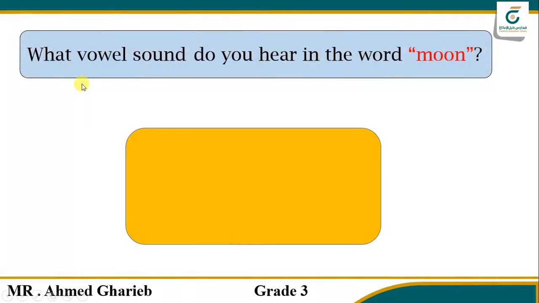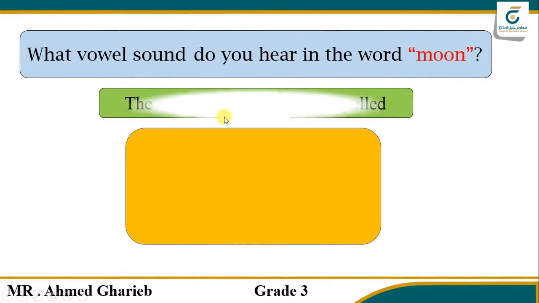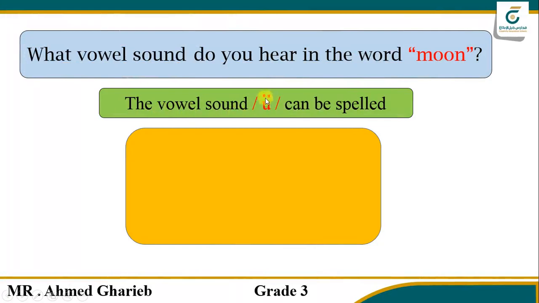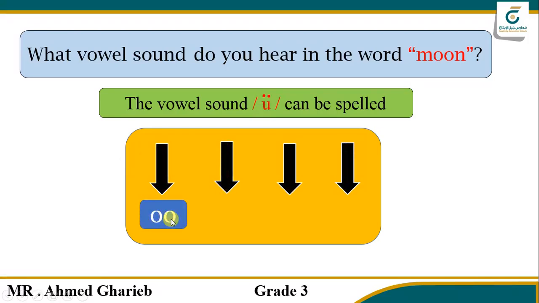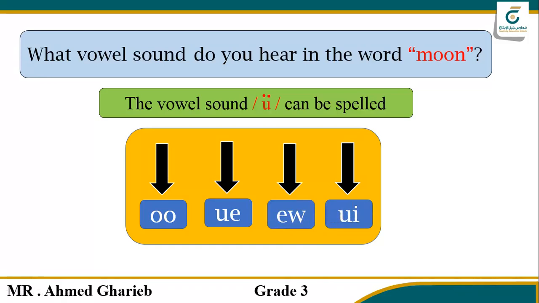All right, now what vowel sound do you hear in the word moon? Moon. Right, of course, it's long oo, with two dots above the U. Today we are going to have some patterns, some letters that give me the sound oo. The first one is double O. UE gives me sound oo. EW gives me sound oo. And UI also gives me sound oo. So all these letters together give me long vowel sound oo. Alright.